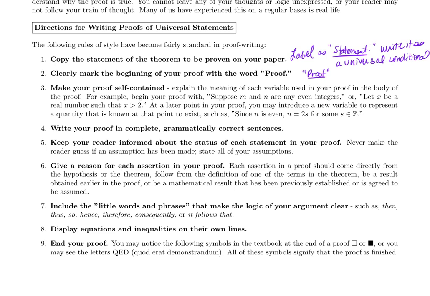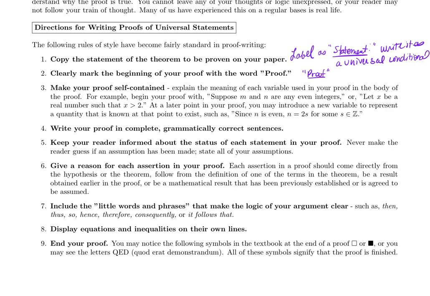Number 6 says, and it's kind of along the same idea, right? Give a reason for each assertion in your proof. So much like we said before, state all of your assumptions. Now you also have to give a reason for each assertion in your proof, which should come directly from the hypothesis or theorem that you're using here.